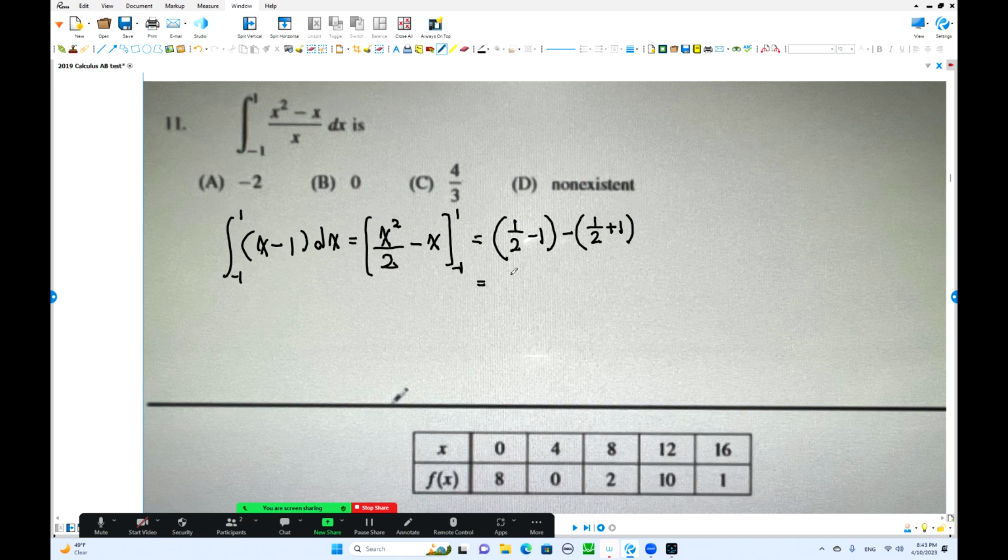Open the parentheses: 1 over 2 minus 1, minus 1 over 2 and minus 1. The plus and minus 1 over 2 cancel out. Now we still have two numbers, negative 1 and another negative 1, giving negative 2. The area is a negative number because the graph is below the x-axis.